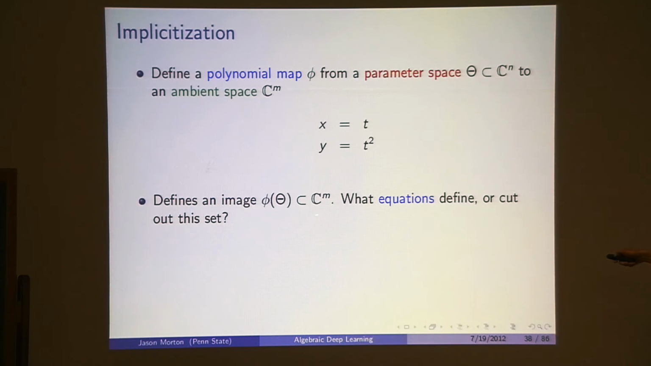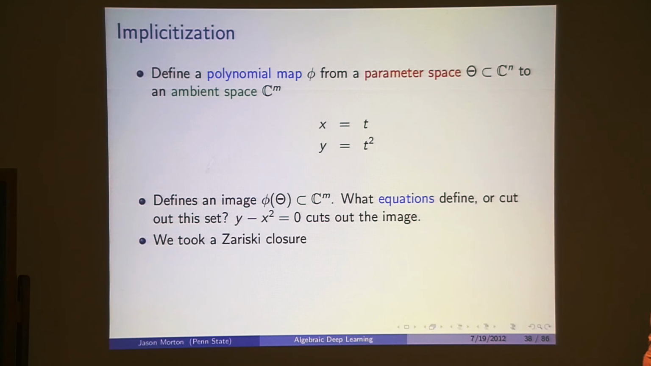So it defines an image, and the fibers are very small. The image is phi of the parameter space, which is inside of C^m. And we'd like to know the implicitization, which is which equations define or cut out this set, so the image of this thing. And of course, you know the answer. It's y minus x squared equals 0. That's the polynomial that cuts out the image. Okay, so in this case, it's very easy. In general, it's very hard to figure out what this thing is.